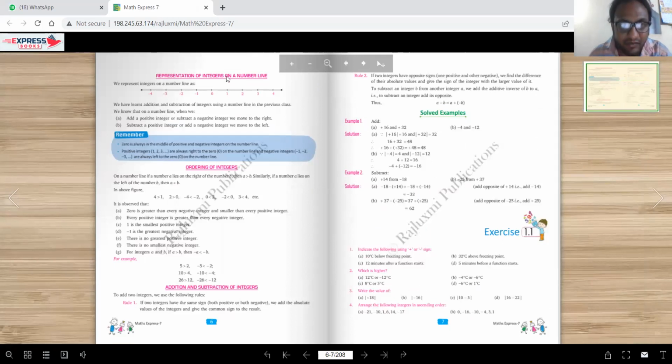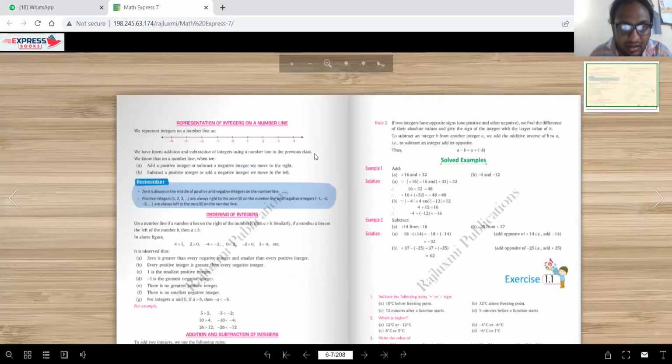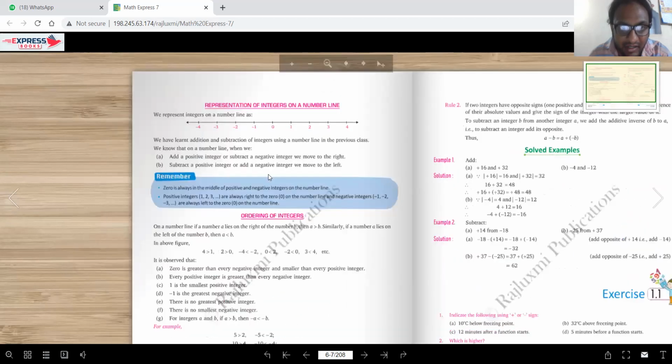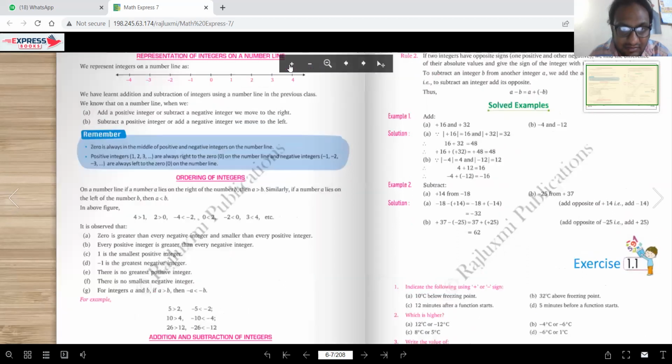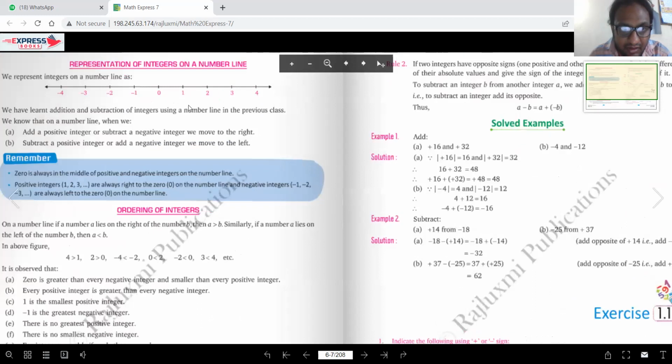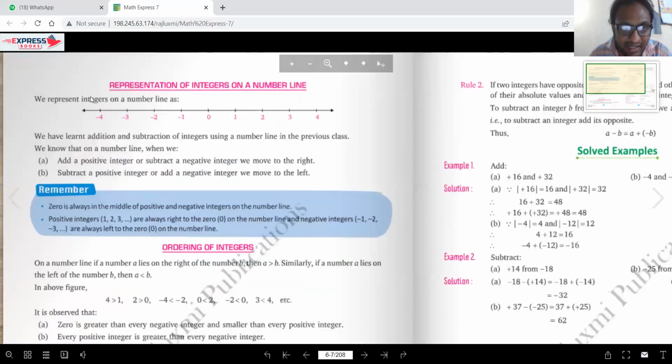Now, representation of a number line. My dear students, whatever the number, you can easily see the number line. We have to represent all the numbers on the number line. There's no problem in this. So, the number line can be represented in that way. Look at the number line. We can represent integers on a number line, as you can see there is a line given.